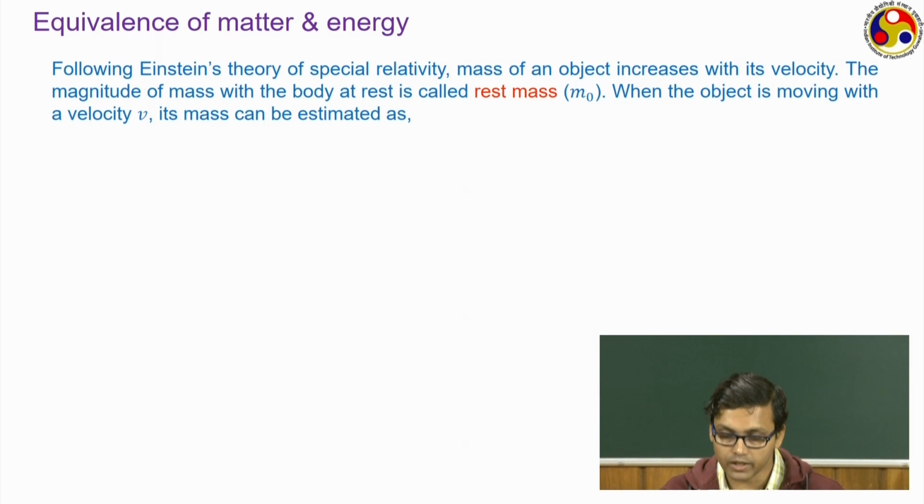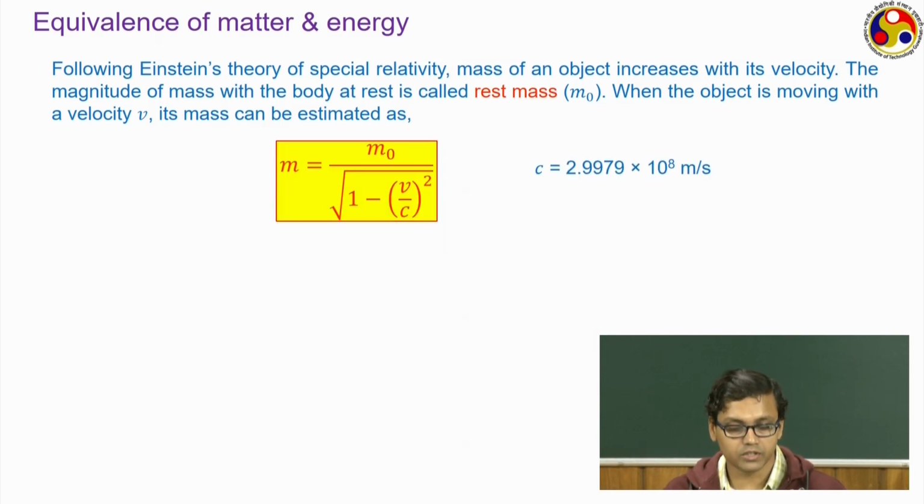But when the particle is moving with a certain velocity, the corresponding mass can be given by this relation. No proof is required for this, you can directly take it as m equals m naught divided by the square root of 1 minus v by c whole squared, c being the velocity of light in vacuum, that is 2.9979 times 10 to the power 8 meter per second.